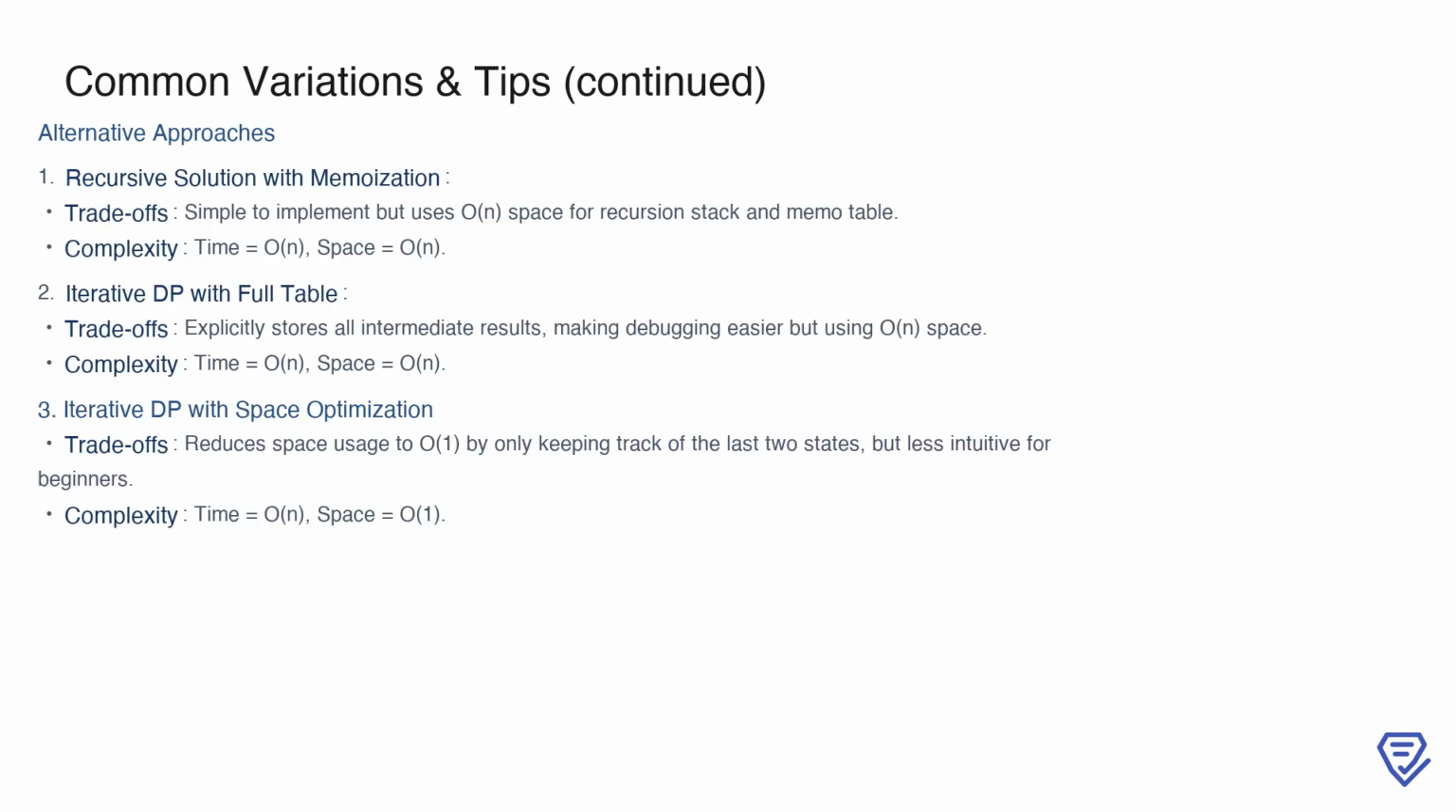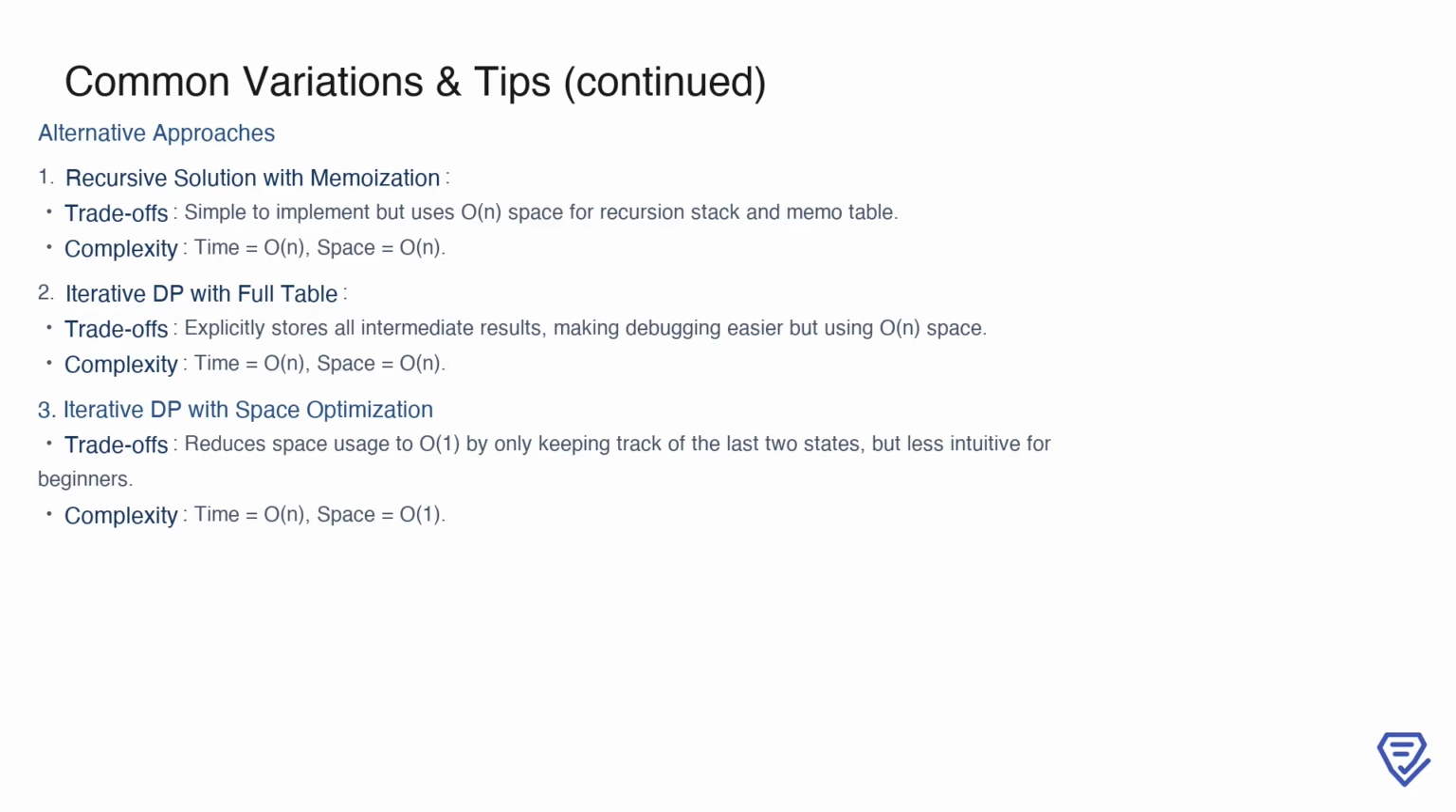There are several approaches to solving climbing stairs problems, each with its own trade-offs. First, a recursive solution with memoization is straightforward to implement and ensures efficiency with a time complexity of O(n). However, it requires O(n) space for both the recursion stack and the memoization table. Next, iterative dynamic programming with a full table stores all intermediate results, making it easier to debug and visualize the solution. This approach also runs in O(n) time but uses O(n) space.